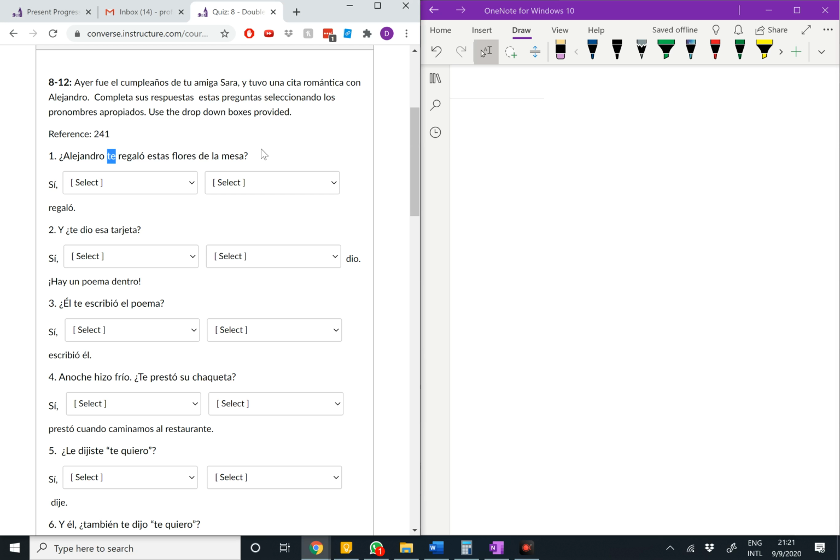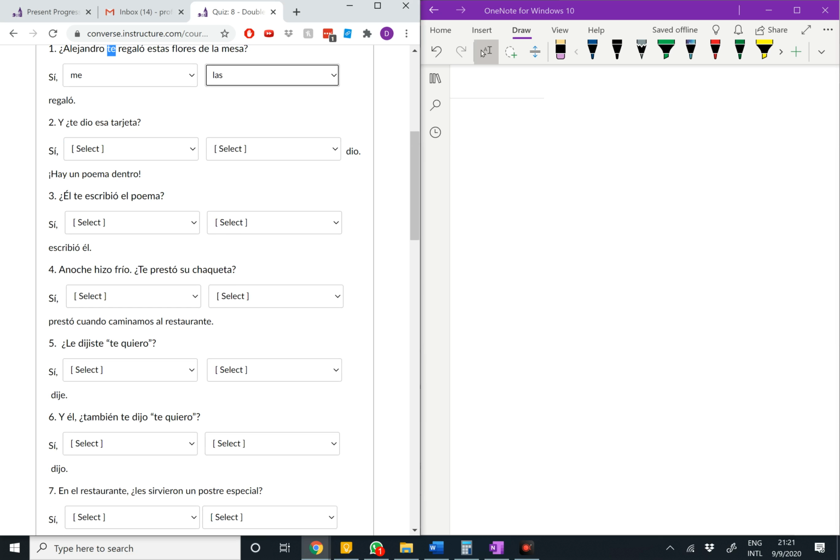We have te. But remember, this is also a conversation. So the question goes, did Alejandro give you these flowers on the table? And you'll respond, yes, he gave them to me, because this is a conversation. So here we're going to select me, and this is going to refer to the flowers because that's the object being given. So las, me las regaló.